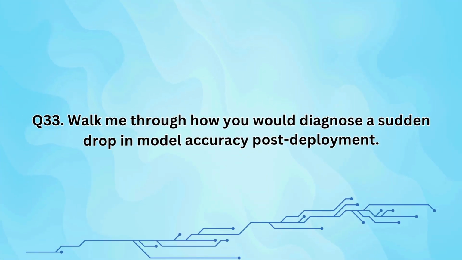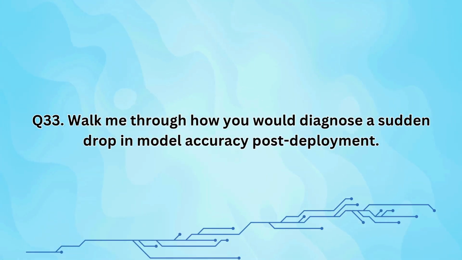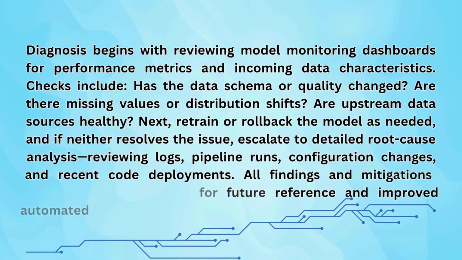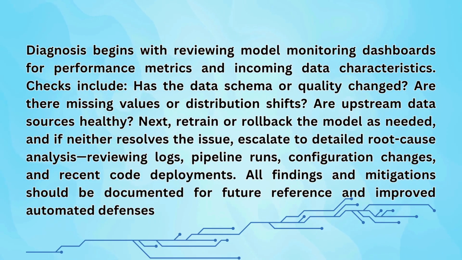Walk me through how you would diagnose a sudden drop in model accuracy post-deployment. Diagnosis begins with reviewing model monitoring dashboards for performance metrics and incoming data characteristics. Checks include, has the data schema or quality changed? Are there missing values or distribution shifts? Are upstream data sources healthy? Next, retrain or roll back the model as needed, and if neither resolves the issue, escalate to detailed root cause analysis, reviewing logs, pipeline runs, configuration changes, and recent code deployments. All findings and mitigations should be documented for future reference and improved automated defenses.